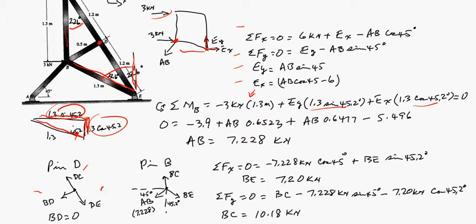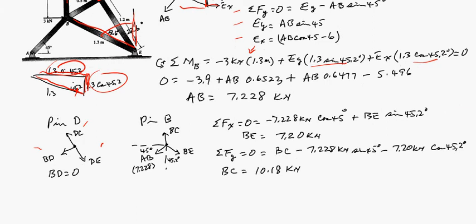Notice that if you sum the forces in this direction, let's call it X primed, the only thing in that direction is BD, so therefore BD has to be 0. There's nothing to balance it. You can always see those T-shaped connections, and that will always happen. So that allows us to simplify pin B.